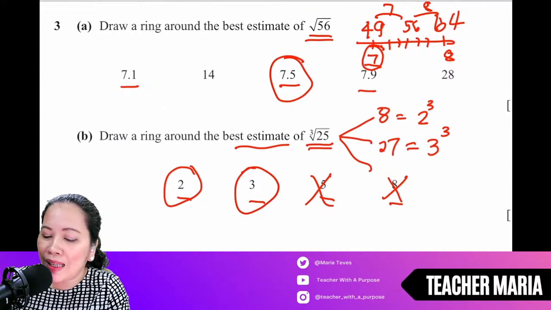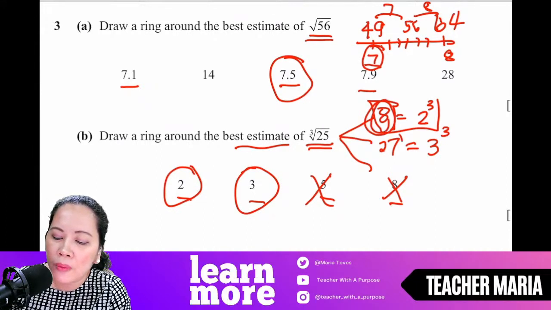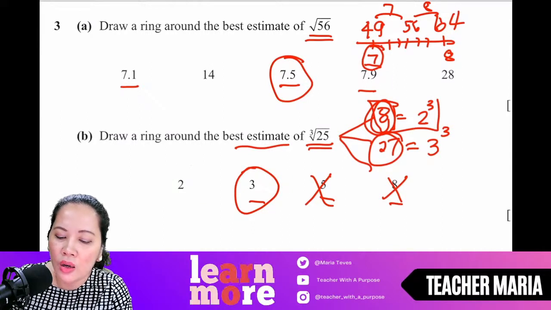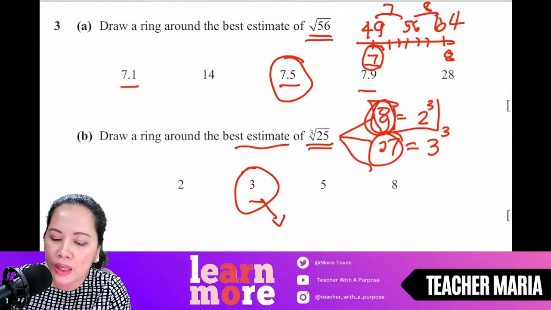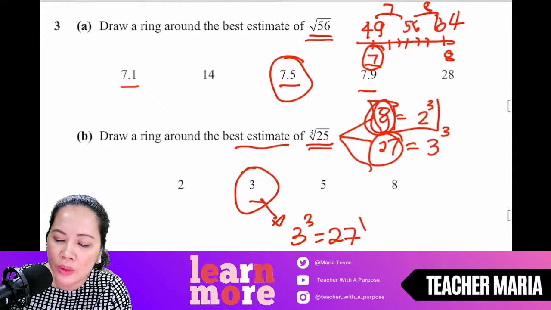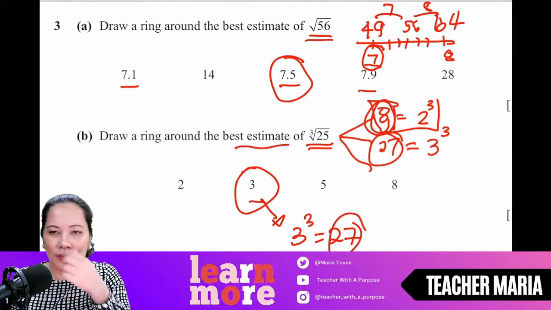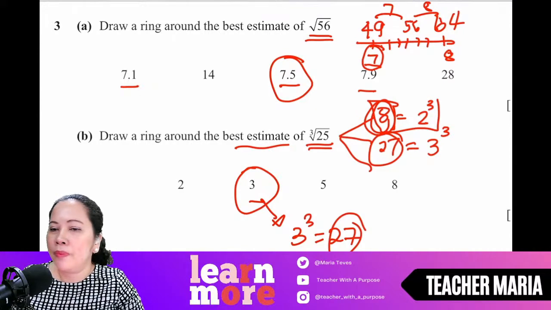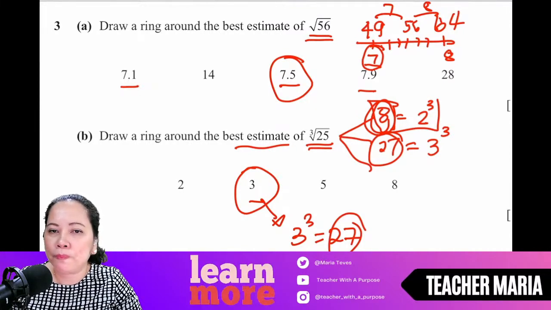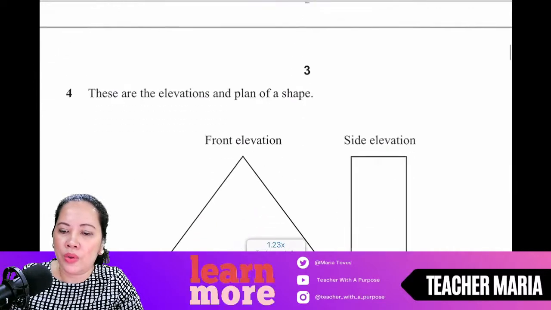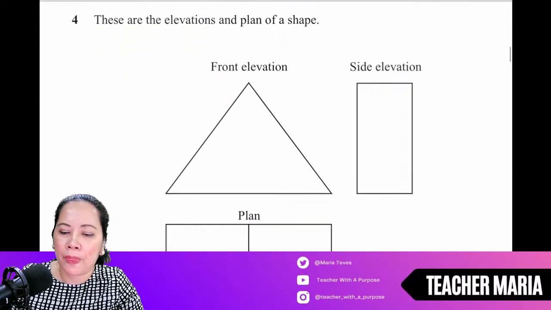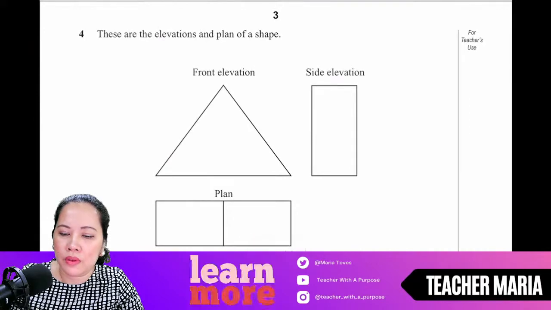Between the two, 8 is quite far compared to 27. Therefore, the final answer here would be 3. Because the perfect cube of 3 cube is 27, which is closer to 25. Okay? Because you're only asked to estimate. All right. I hope there's no questions so far. Okay.